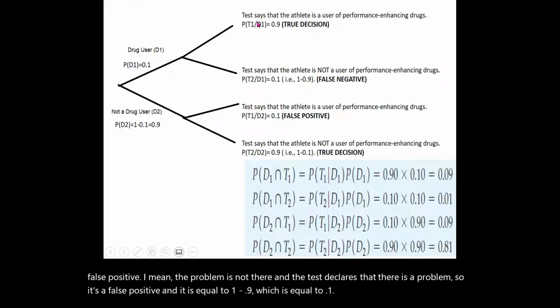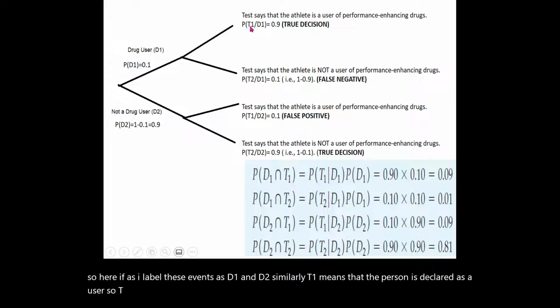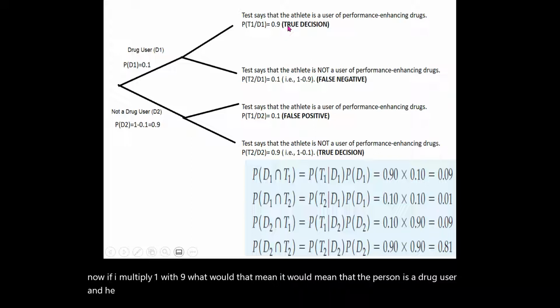If I label these events as D1 and D2, similarly T1 means that the person is declared as a user. So T1 given D1 would mean that the athlete is declared as a user given that he was using drug. Now if I multiply 0.1 with 0.9, what would that mean? It would mean that the person is a drug user and he is classified as a drug user.